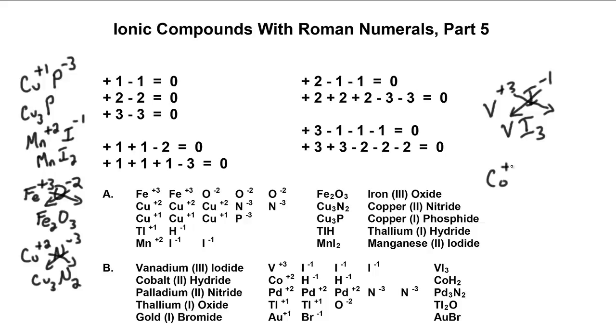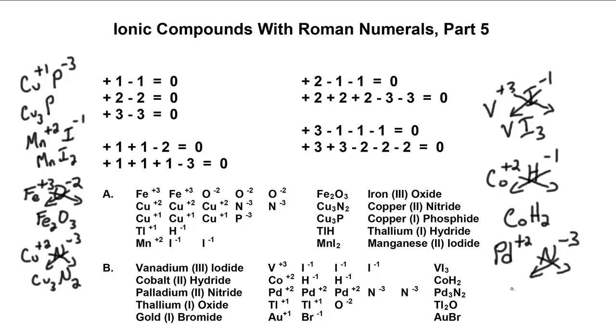Cobalt 2 hydride. Cobalt 2 and hydride is a -1. So just bring them on over and we're getting CoH2. Cobalt 2 hydride. Palladium 2 nitride. Palladium 2. Palladium is a +2. Nitride is a -3. Bring them over and we'll get Pd3N2. Palladium 2 nitride.